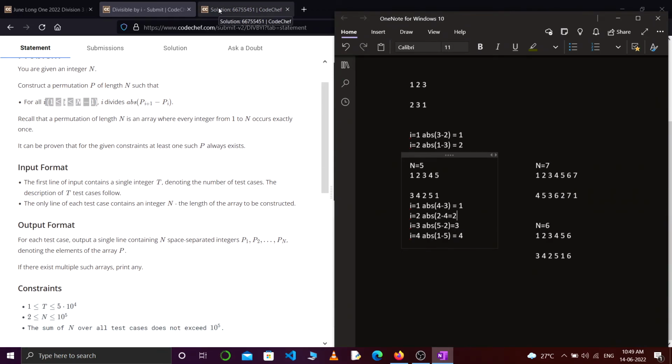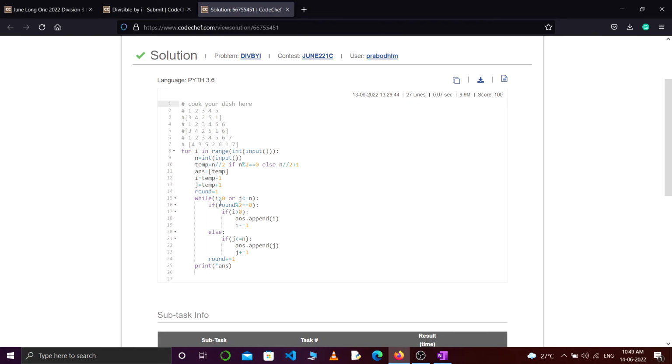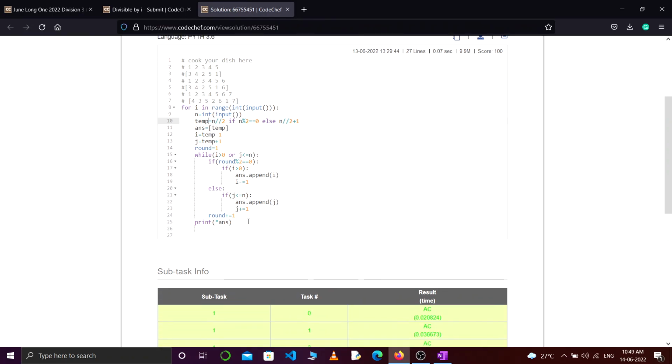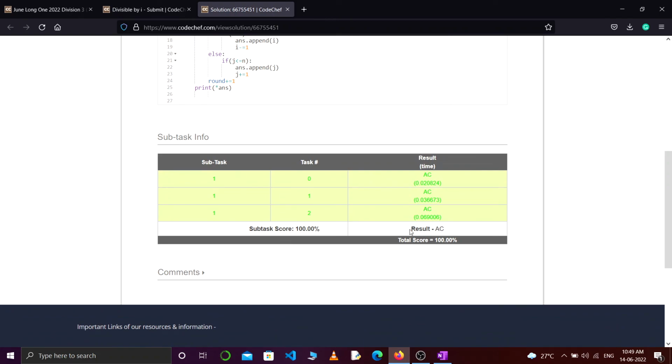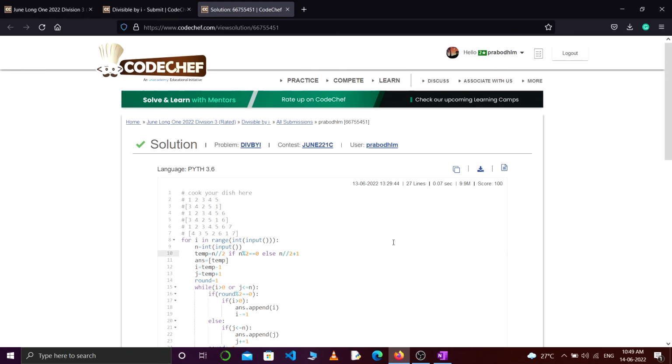So let me quickly show you my coding part. You can refer to this code and solve it on your own. And you can see the solution was accepted. Yeah, so that's it.